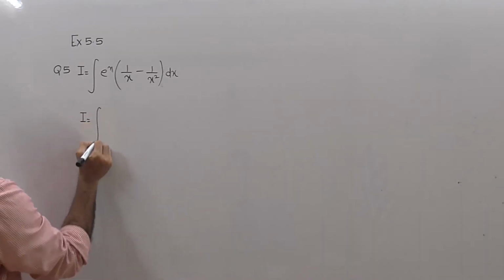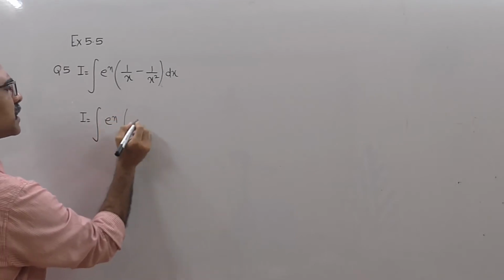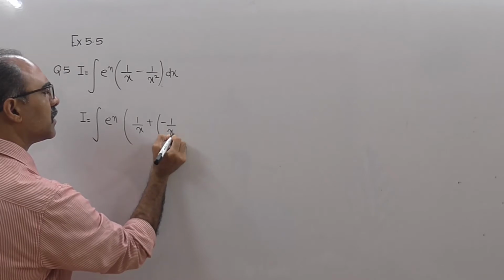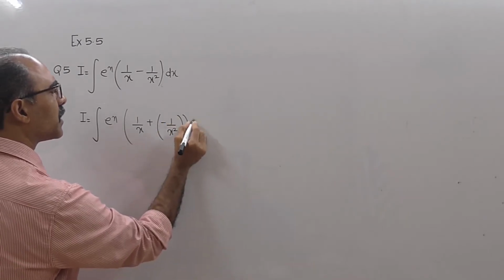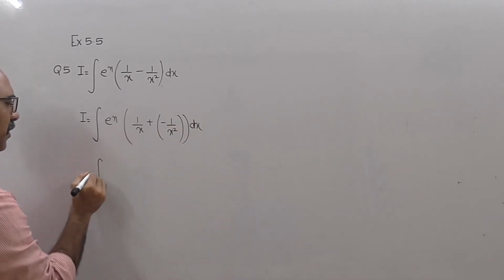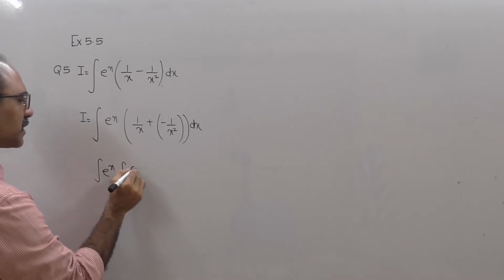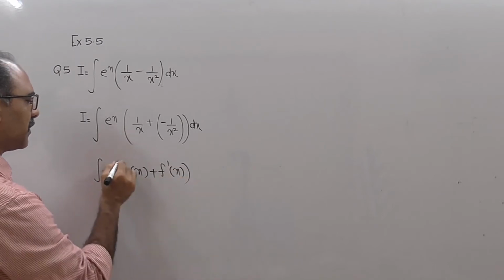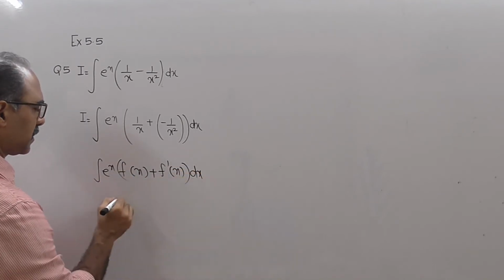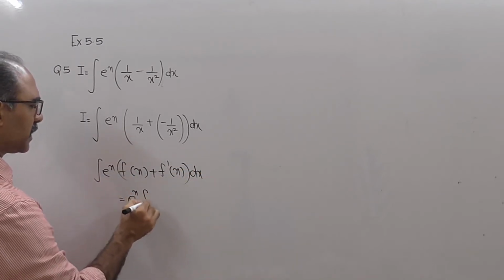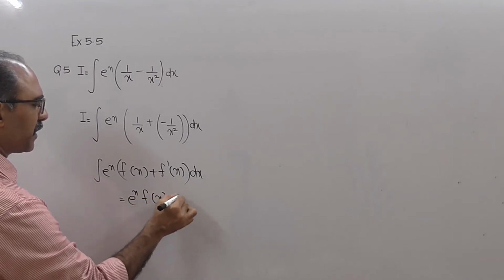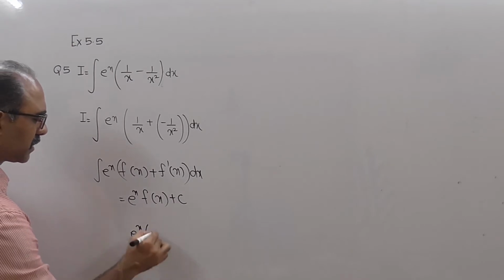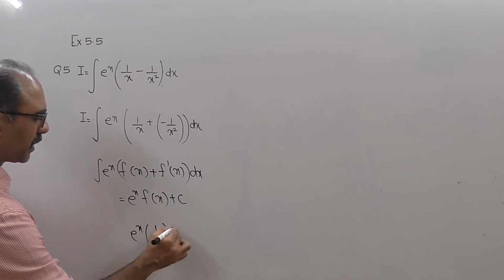I equal to integration e raised to x [1 upon x minus 1 upon x square]. See, the derivative of 1 upon x is minus 1 upon x square. So now this is in the form of integration e raised to x [f of x plus f dash of x] dx, which is equal to e raised to x f of x plus c. So the answer for this will be e raised to x 1 upon x plus c.